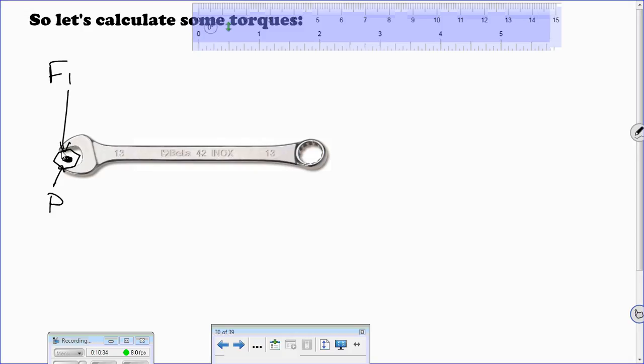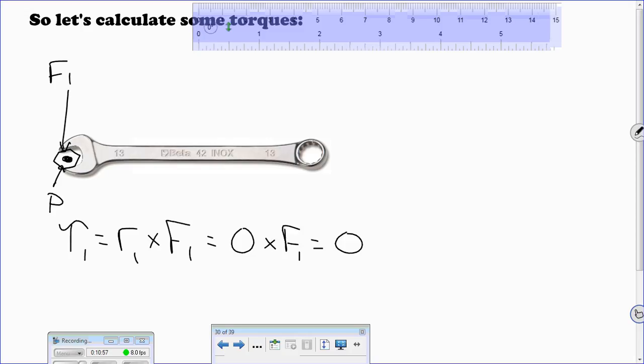So this is F1, and I'm going to write the corresponding torque as torque 1. Torque 1 would be R1 cross F1. And what's my radius here? 0. So this just becomes 0 cross whatever F1 is, and it's 0, because your lever arm has a length of 0. Good?